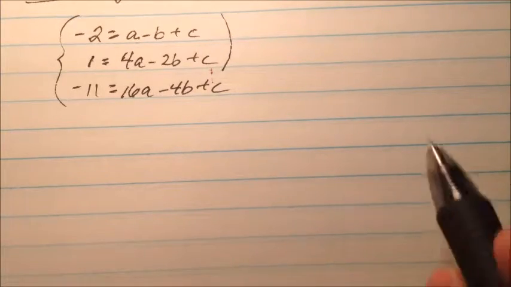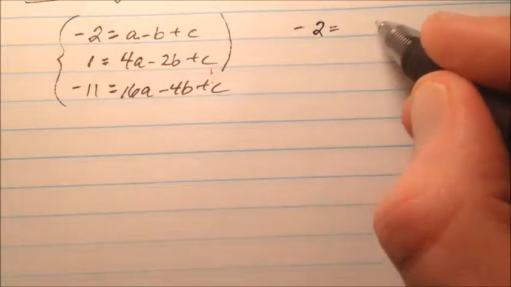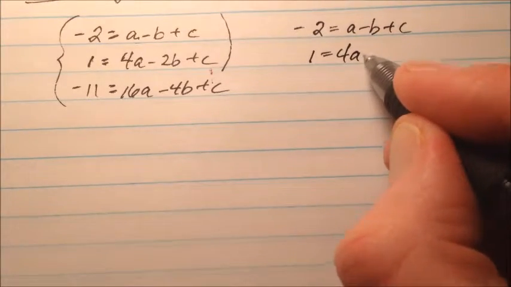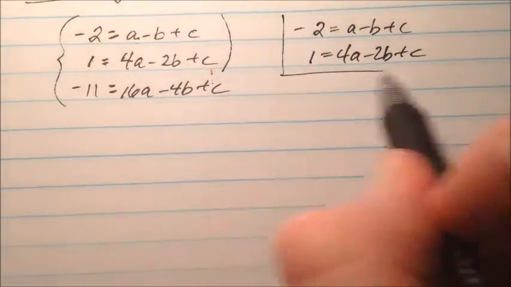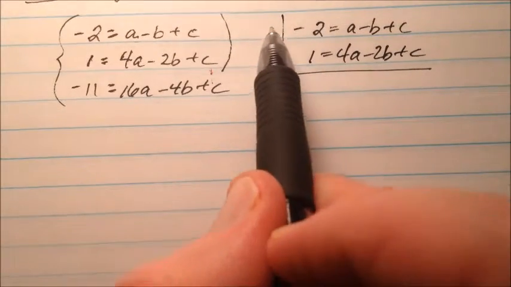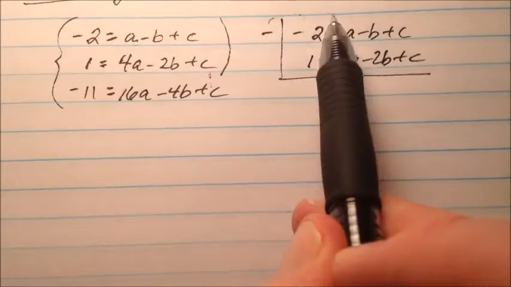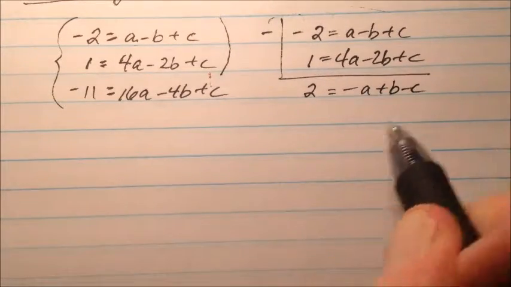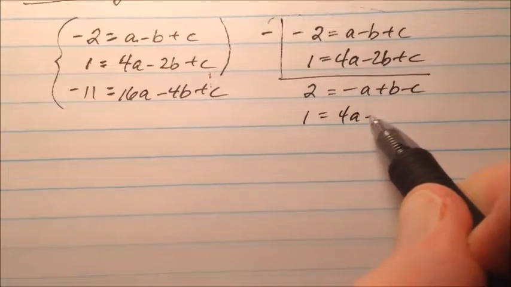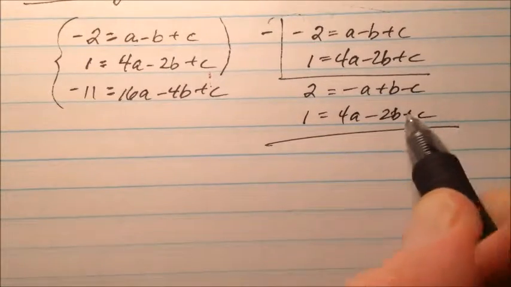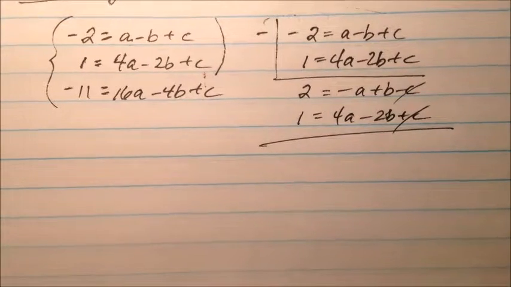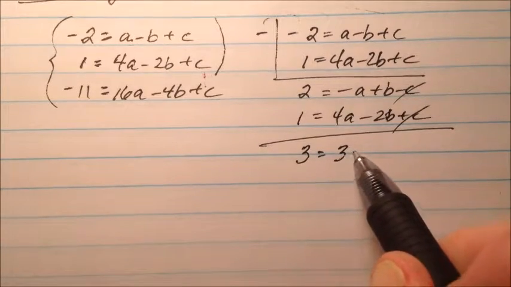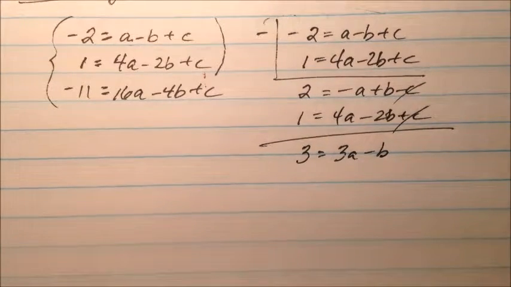That'll be easy. So I have negative 2 equals a minus b plus c, and 1 equals 4a minus 2b plus c. And I'm going to run a negative through, let's say, the top one. So when I do that, run that negative through, will be positive 2 equals negative a plus b minus c. My second equation is unchanged. It looks like my c's cancel, and that's nice, that's by design. So when I add those 2 equations, 3 equals 3a minus b.